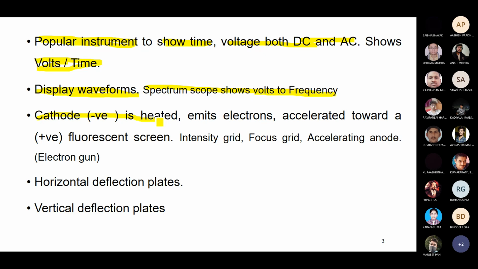Okay, so the concept is very old. There will be electrodes. You are heating the electrodes, and from the electrodes the electrons are emitted towards the fluorescent screen. Fluorescent screen means the screen of the CRT.